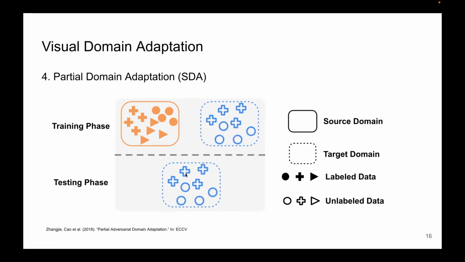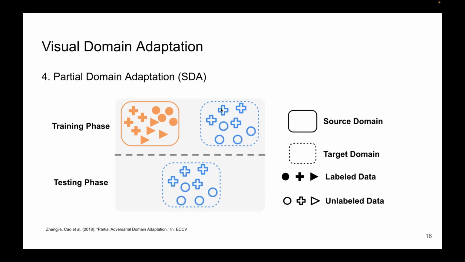Okay, the next one becomes more interesting. This one is called partial domain adaptation. Sorry, this should be PDA. In partial domain adaptation, we have some assumptions on their label space, right? In this case, in the source domain, we have three classes: the cross, the triangle, and the circle.